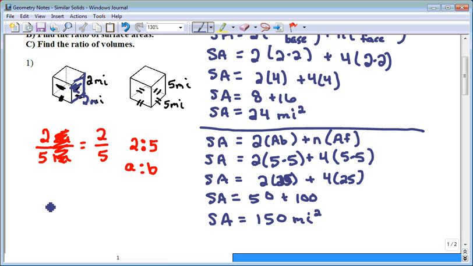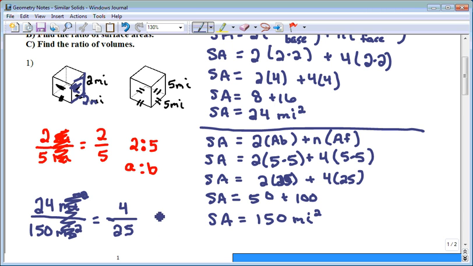Now let's figure out what that ratio is. So if we have 24 miles squared over 150 miles squared, let's reduce this fraction. When we reduce it, our units cancel out since it's miles squared divided by miles squared. And we get a fraction of 4 over 25. So 4 to 25.